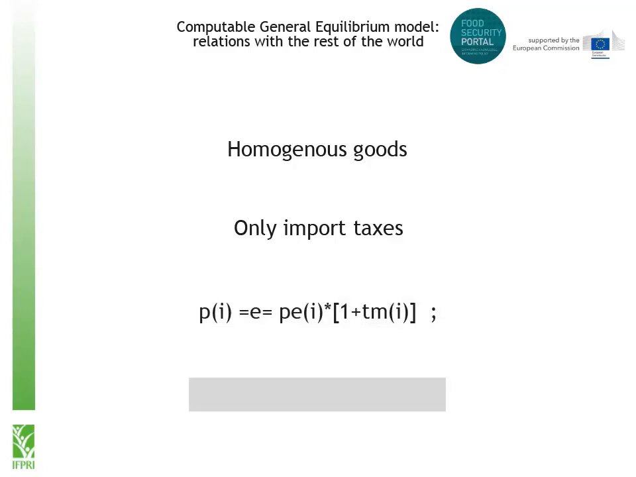Of course, there are several potential generalizations. These generalizations will be conducted during the second curriculum. We can have an imperfect substitution between local goods and foreign goods. We can also introduce export taxes, and both types of generalizations will be explained during the second curriculum.